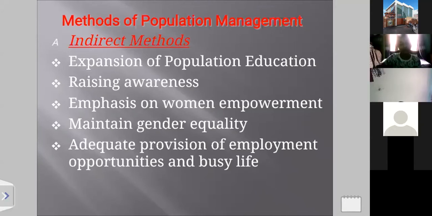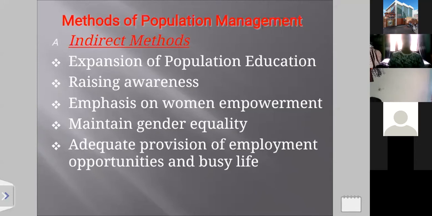You have to share your views. My dear students, you can see it's very simple. Indirect methods of population management are: number one, expansion of population education. About population education, in unit one and in class 9 also we had discussed in detail the meaning of population education. What is the meaning of population education? And if we expand population education, what are the different merits of it? That is the first indirect method of population management.